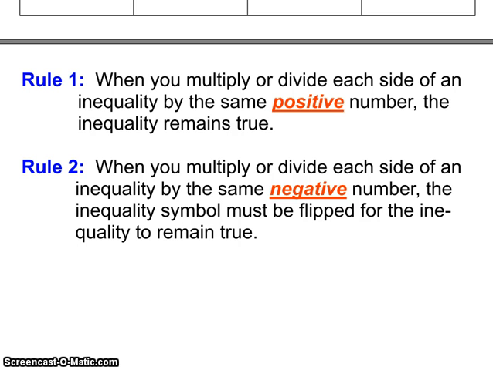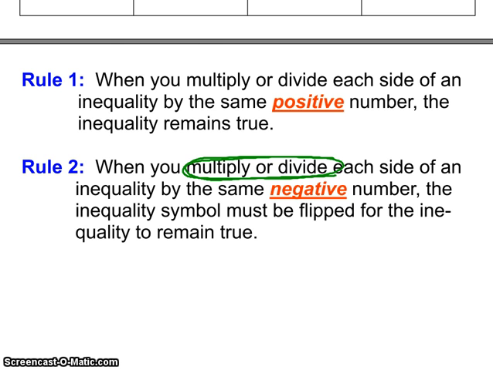However, with rule 2, when you multiply or divide each side of an inequality by the same negative number, and again, I have to reiterate, this is only true for multiplying and dividing by negatives, when you multiply each side or divide each side by the same negative number, the inequality must be flipped for the inequality to remain true.